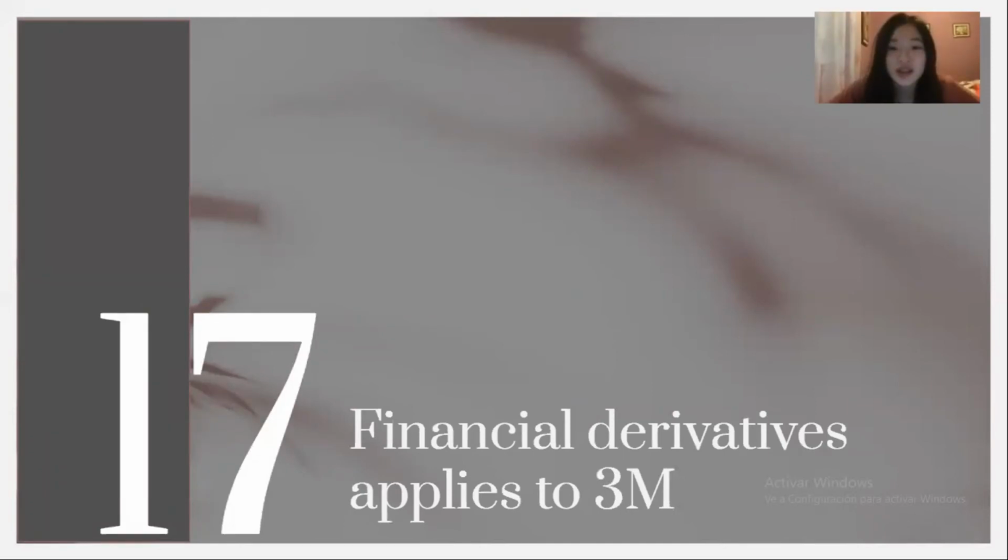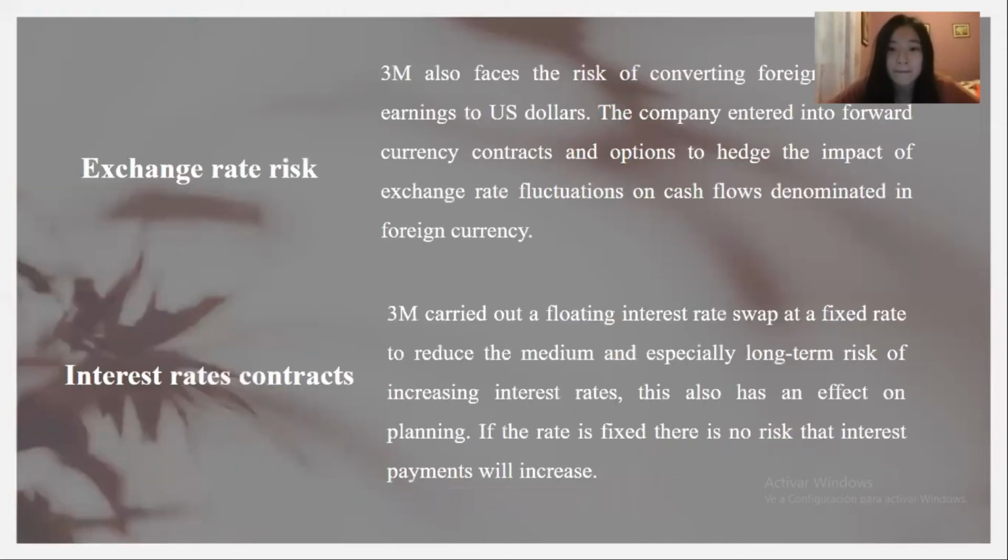We're gonna talk about financial derivatives applied to 3M. The first one, exchange rate risk. 3M also faces the risk of converting foreign currency earnings to US dollars. The company entered into forward currency contracts and options to hedge the impact of exchange rate fluctuations on cash flows denominated in foreign currency.